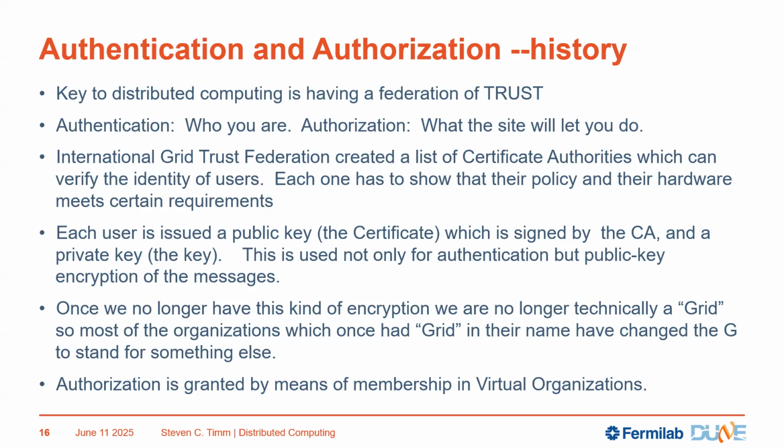So each user is issued a public key, which is also called a certificate, and signed by the CA, and a private key, which is just known as a key. And it's used not only for authentication, but for encryption of the messages. In grid trust, it goes both ways. How many know what an HTTPS website is, right? They're all pretty much HTTPS now, right? So any HTTPS website has got a host certificate. The grid was two-way authenticated. I present a certificate to the site, and the site presents a certificate to me. If I don't trust their cert, or if they don't trust my cert, then the connection doesn't happen.